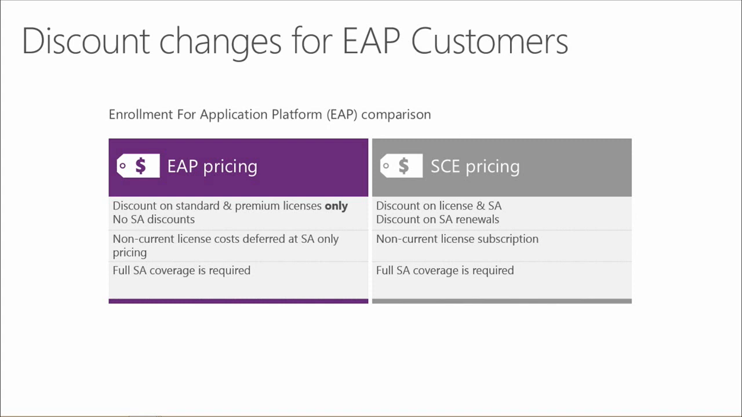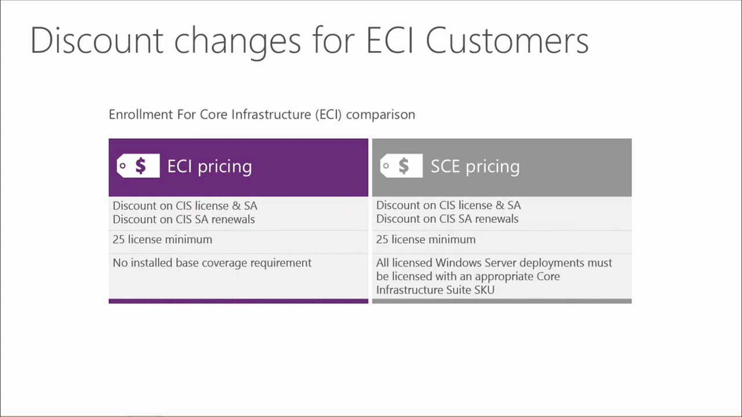Customers will see some small pricing changes as we standardize and simplify discounts. Among these changes are a new 5% discount on software assurance. Unlike EAP, which provided discounts on only the license portion of License Plus SA SKUs, SCE provides a full 15% discount on the complete License Plus SA SKUs for key components. These changes do not impact customers during the term of their ECI enrollment.